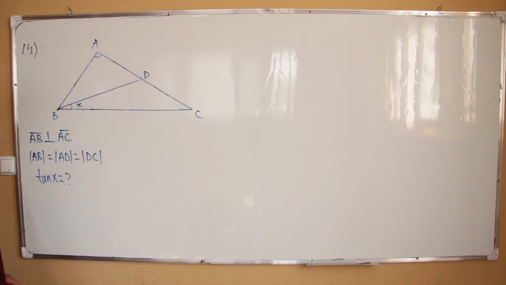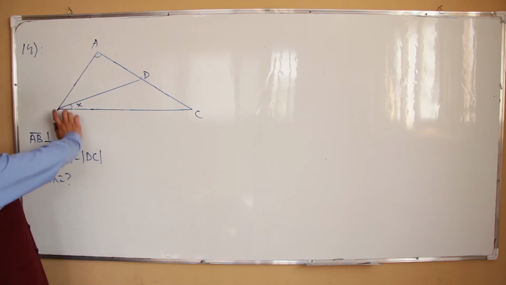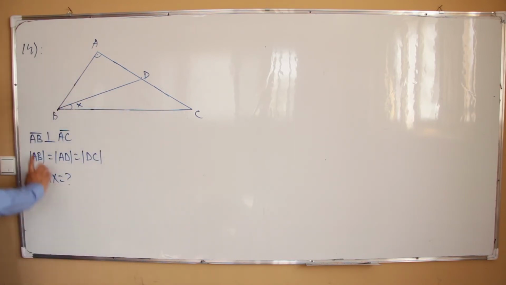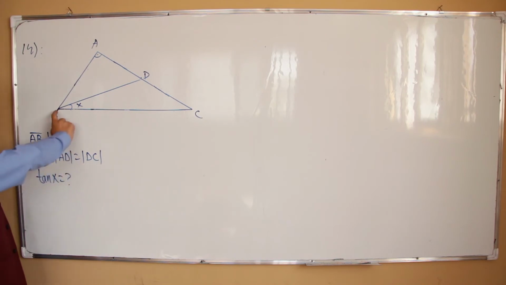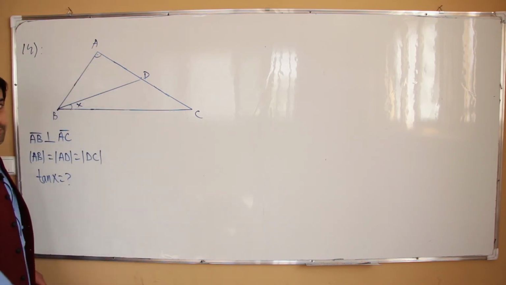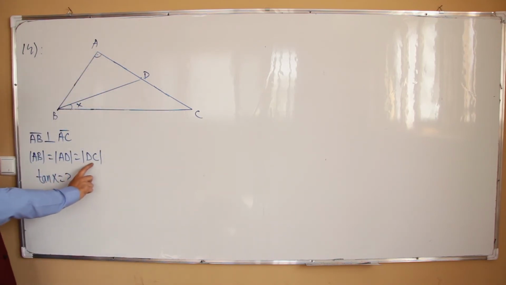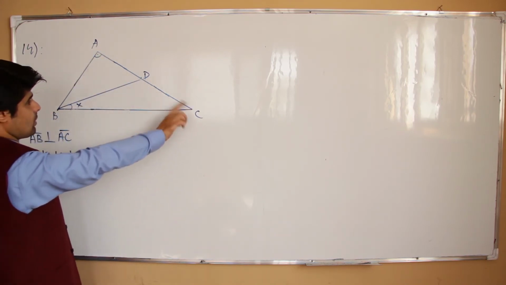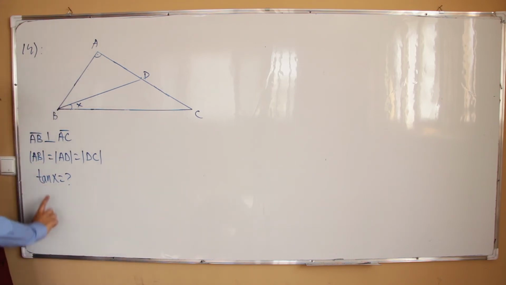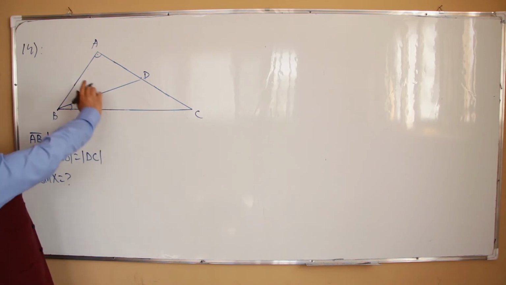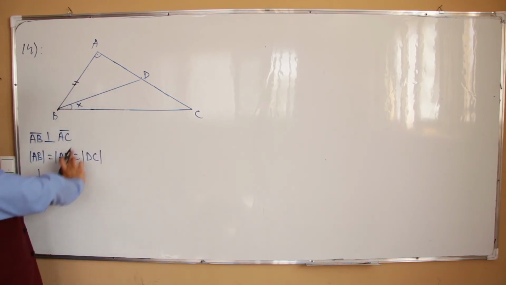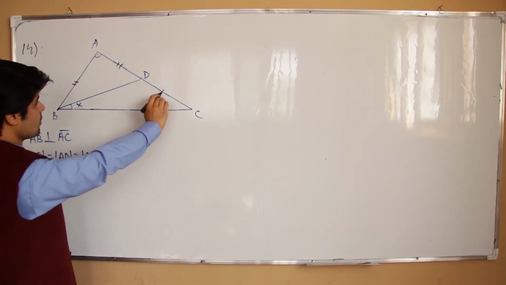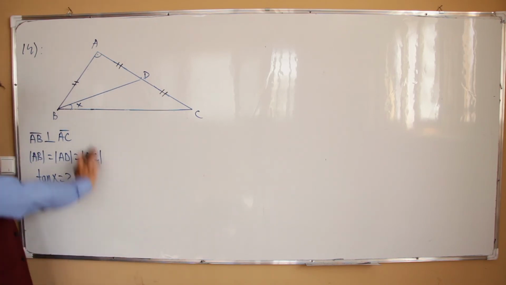Question number 14. We have a right angle triangle BAC, in which AB is perpendicular to AC. This line is perpendicular to AC. Now AB, AD and DC are equal. I mean this distance, this one with this one, they are equal. You have to find tangent x.